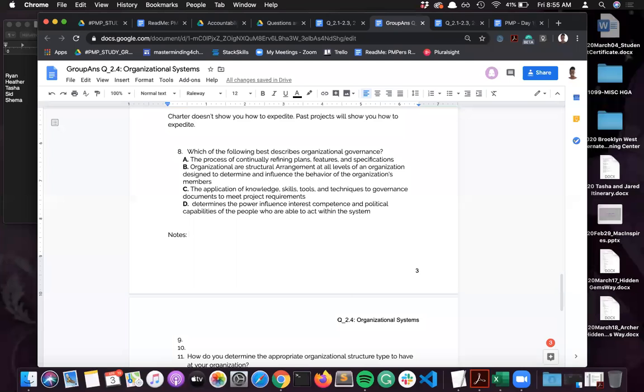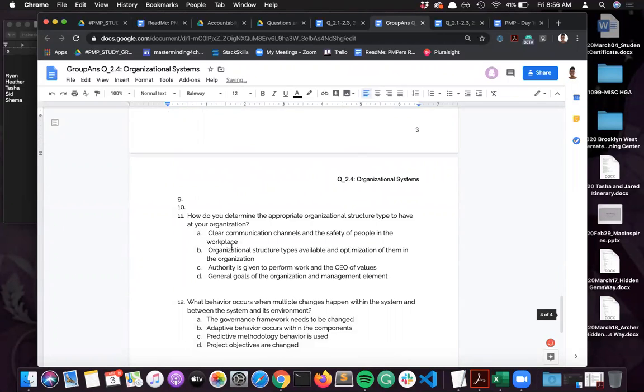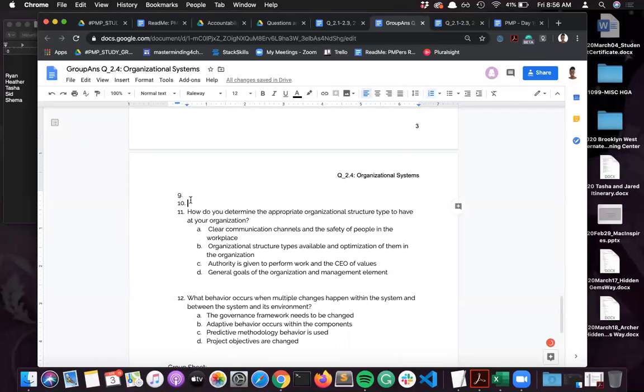Which is the following best organizational governance? The application of knowledge... determines... I'm thinking B too. Yeah, I'm thinking B. Yes, that's the answer. Page 43. I think that's the one I created. What's the next one?